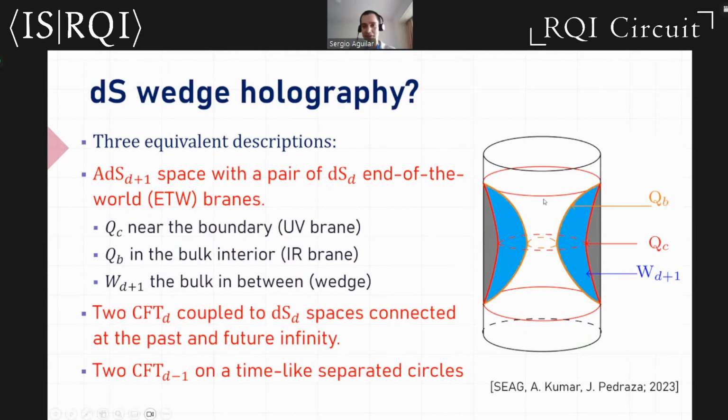Of course, if I only have 20 minutes or a bit less because of questions, then I'll mostly focus on the first paper. Well, this says about the wedge holography. So, what do we mean by that?